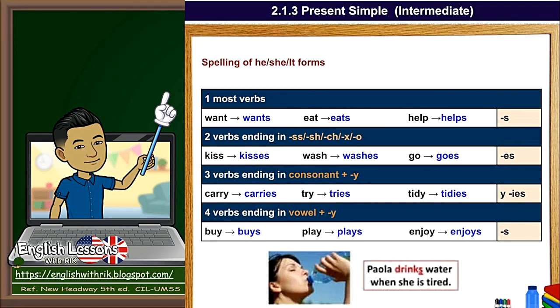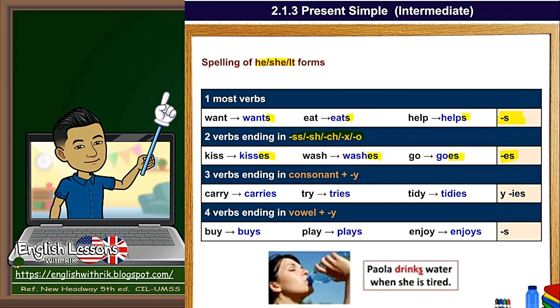Spelling of he, she, and it forms. For most verbs, we add s. For example, want, wants, eat, eats, help, helps. For verbs ending in double s, sh, ch, x, or o, we add es. For example, kiss, kisses, wash, washes, go, goes.